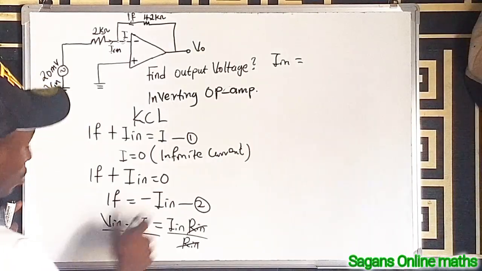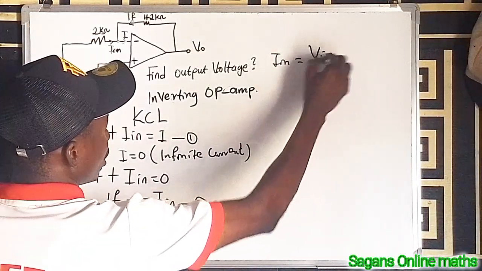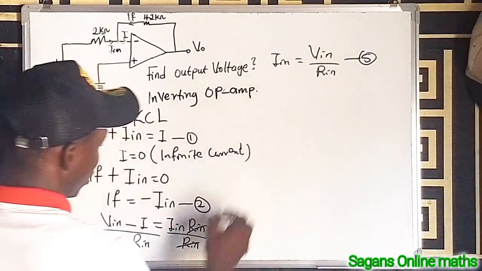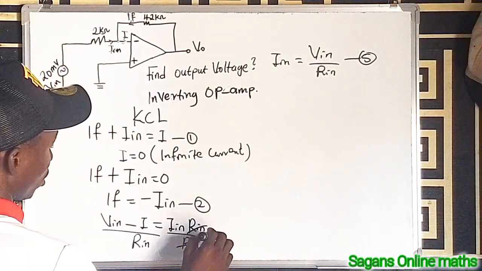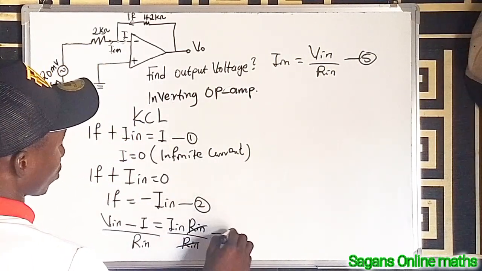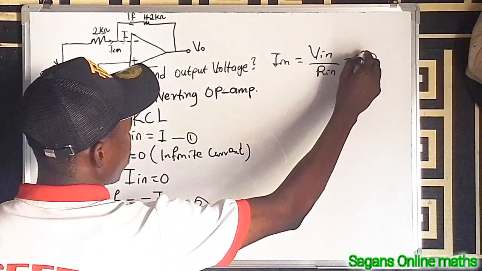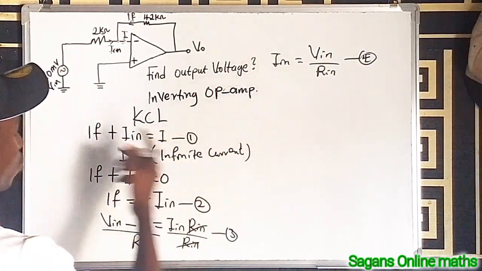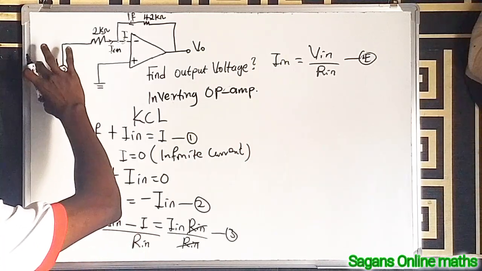Since this is 0, it means that it's equal to V in divided by R in. I can call this equation 5, and this is equation 3, equation 4. Wow, this is amazing. That means this is the current drop across the input, from the source, from the input.